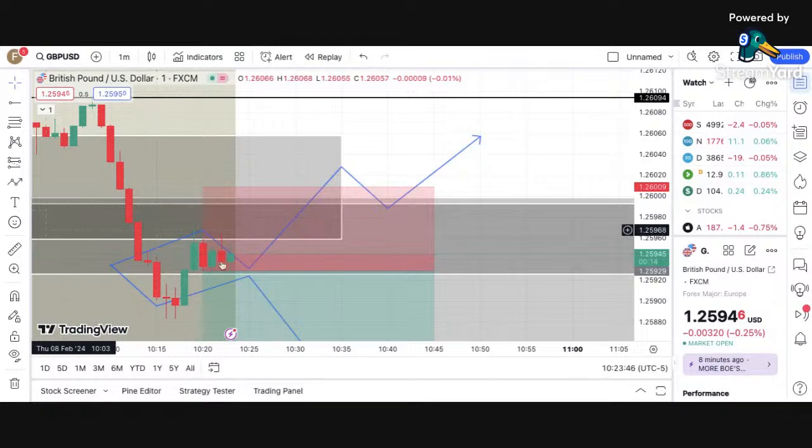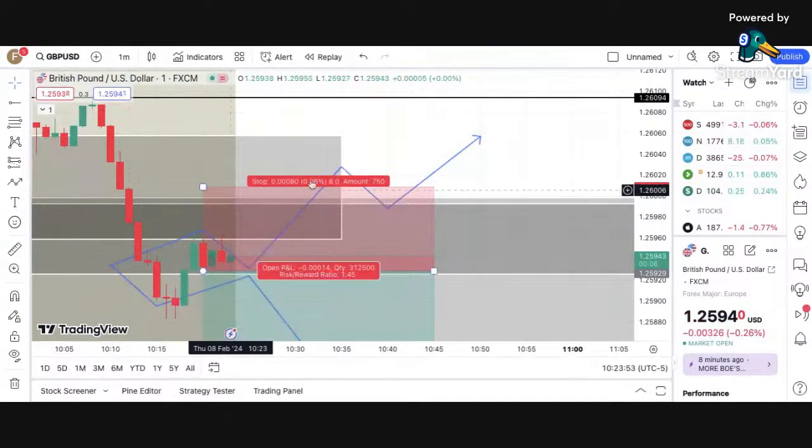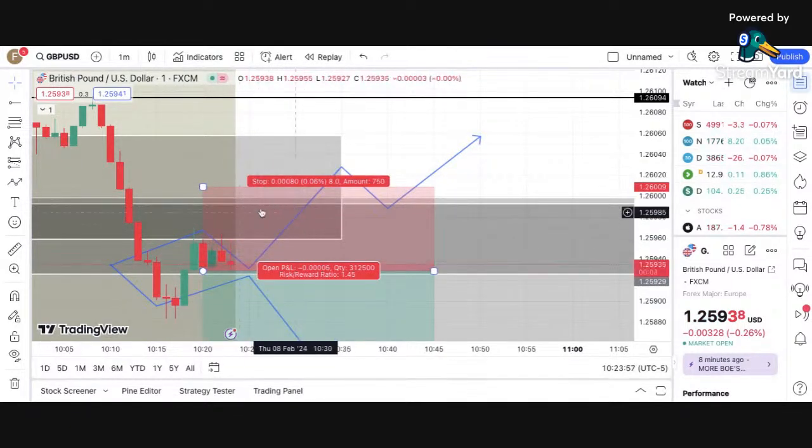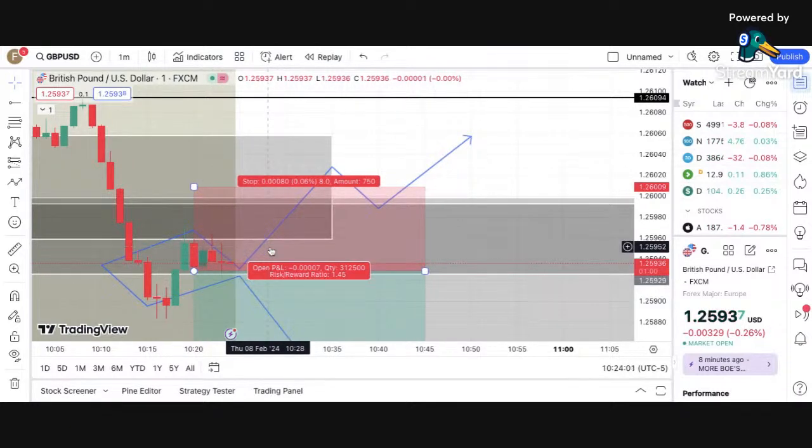As you can see, like we are building one right here. But like I said, we're on the 1 minute, so we can probably break right through there. We resisting this fair value gap right here on 1, 2, 3, 4 touches. So I don't see us going up. I don't. But do I see us going down?